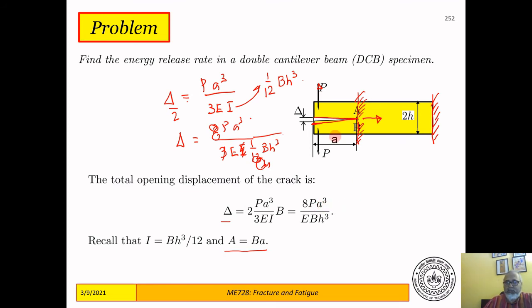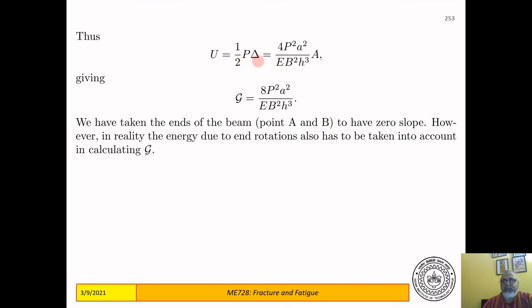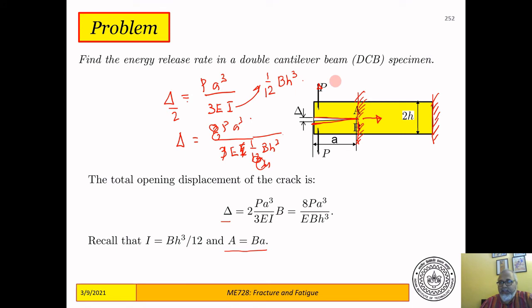I can now calculate the total energy. So the energy is half P times delta. So delta I know, P is what I have applied. So this is the energy. Take derivative with respect to b times a, and this is the G that you get after you take the derivative with respect to the area of the crack. Now, the assumption here is that these edges are such that the slope here is equal to 0 as well as the displacement. Both are 0, so this can be treated as a built-in edge.